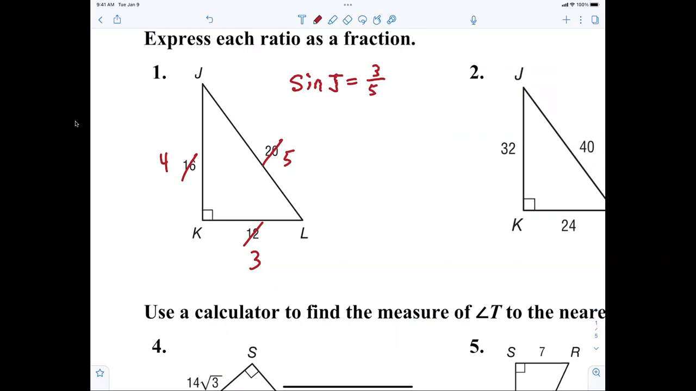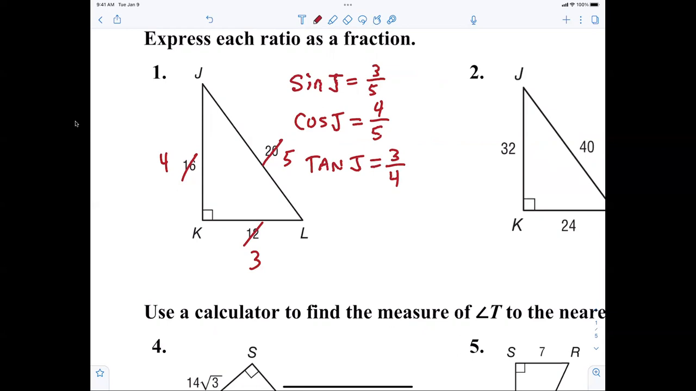So now if I ask you what the cosine of J is, everybody would say the cosine of J is 4 over 5. Tangent of J is equal to 3 over 4. Now, if you're looking at me a little crazy, like, what are you talking about? Now's the time to raise your hand. Please do not let me go on if you don't know what you're doing.